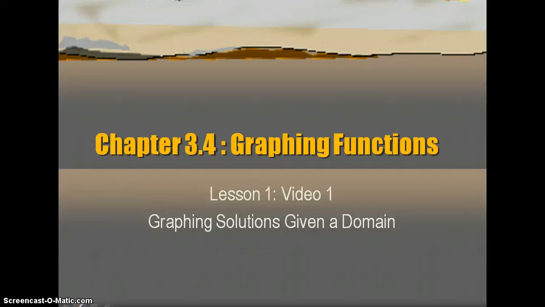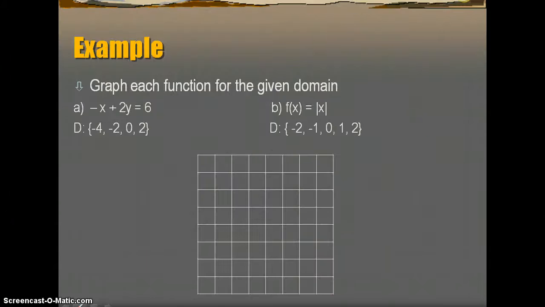This is Chapter 3, Section 4, Graphing Functions, Lesson 1, Video 1, Graphing Solutions given a domain. So the first example says to graph each function for the given domain. A is negative x plus 2y is equal to 6 for the domain negative 4, negative 2, 0, and 2, and B is f of x is equal to the absolute value of x for the domain negative 2, negative 1, 0, 1, and 2.